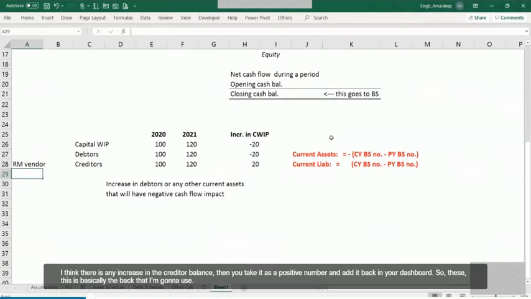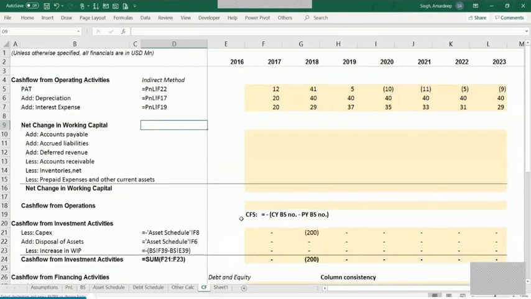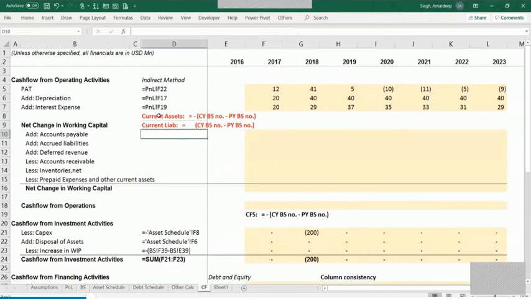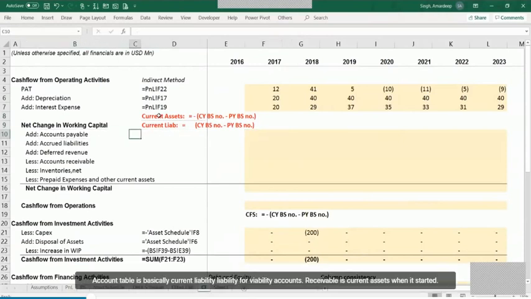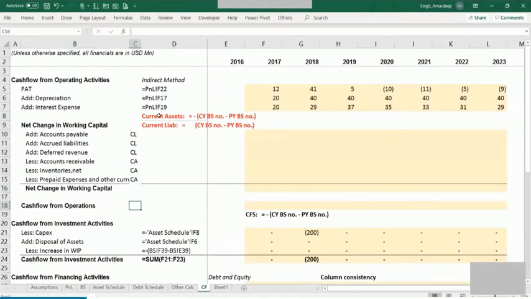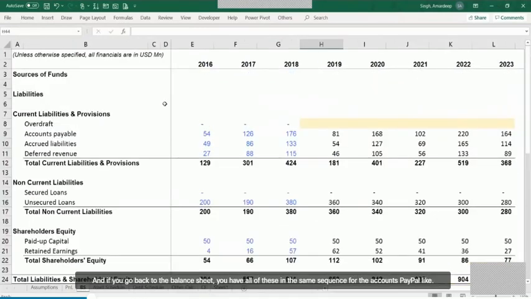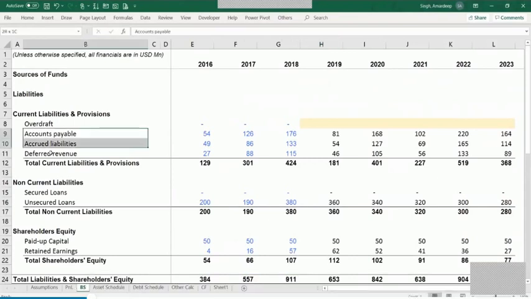So this is basically the fact that I'm going to use over here to be able to write all of these items. So what is this account payable? Account payable is basically current liability, accrued liability is current liability, accounts receivable is current assets, inventory is current assets, and this is current assets. And if you go back to the balance sheet, you have all of these line items in the same sequence, right? You've got accounts payable, accrued liability, deferred remaining. You've got all of that out here in this sequence.